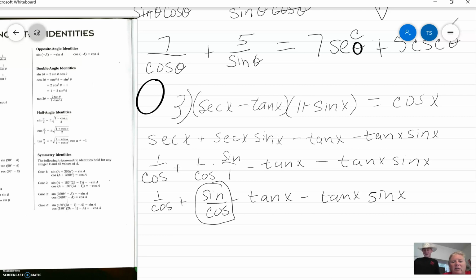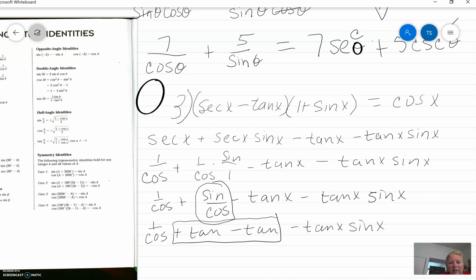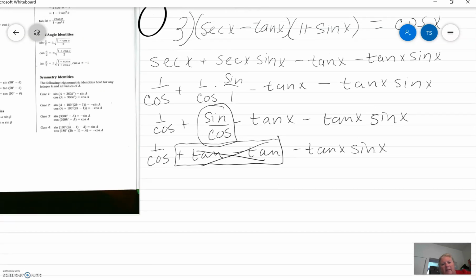Okay, sine over cosine right here that I circled, this is tangent. So 1 over cosine plus tangent minus tangent x sine x. Okay, so these guys right here, positive tangent, negative tangent, cancel each other out. Now, we've got 1 over cosine.